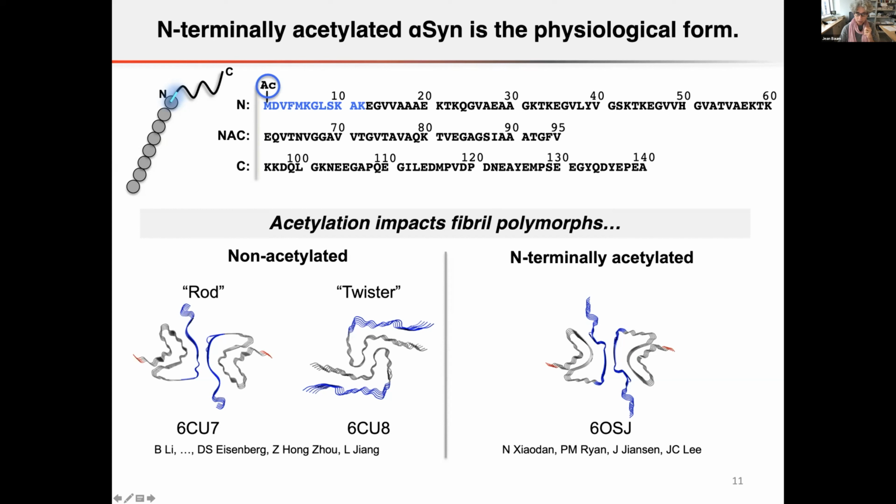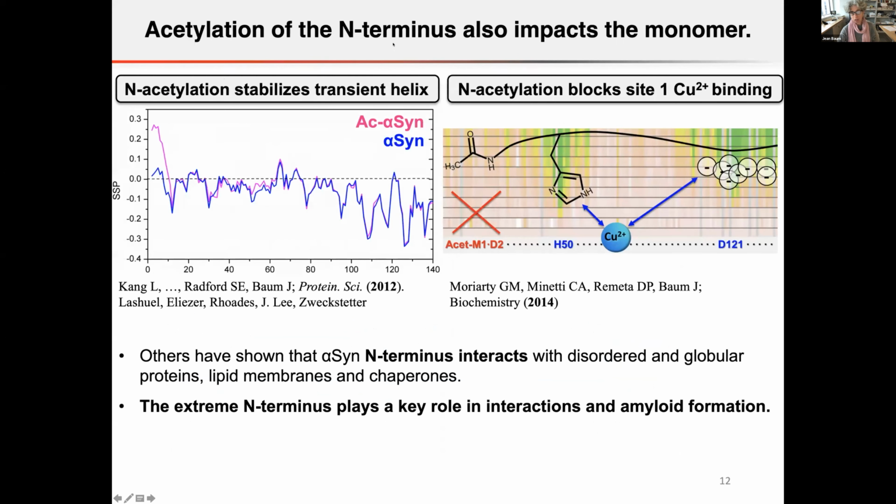And so what I just would like to point out is that acetylation does impact on the polymorphs of the fibrils. So in the non-acetylated case, David Eisenberg has shown that you get these rod-type fibrils as well as twister, whereas in N-terminally acetylated protein, Jennifer Lee has solved structures and shows that you get more of this rod-type rather than these more heterogeneous rod and twister polymorphs.